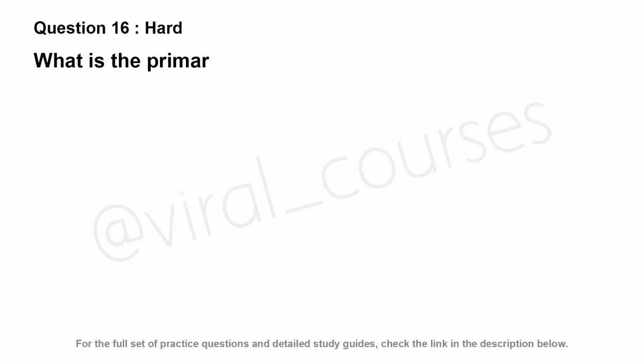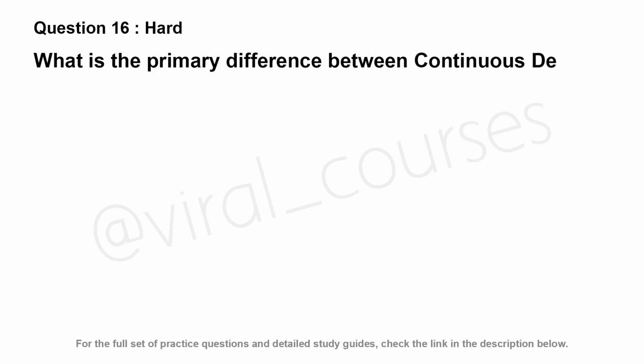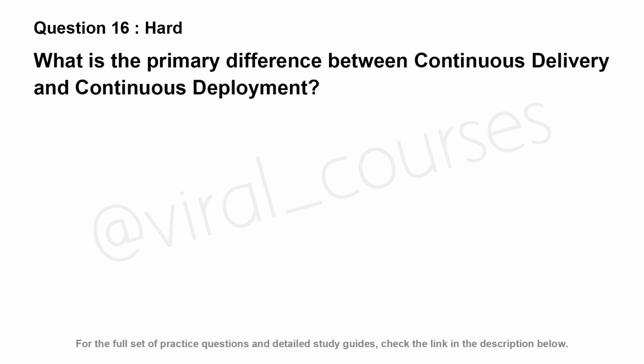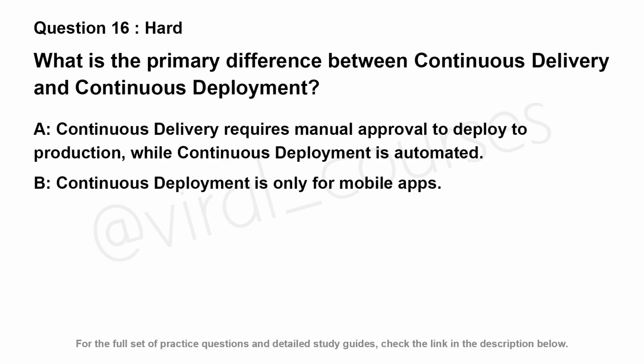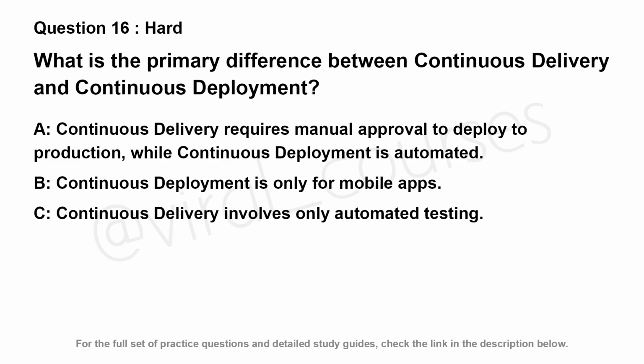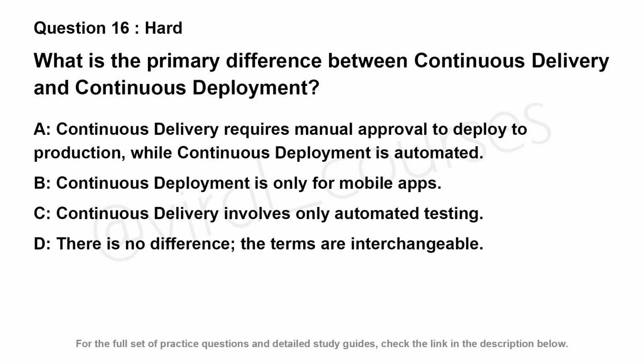What is the primary difference between continuous delivery and continuous deployment? Option A. Continuous delivery requires manual approval to deploy to production, while continuous deployment is automated. Option B. Continuous deployment is only for mobile apps. Option C. Continuous delivery involves only automated testing. Option D. There is no difference. The terms are interchangeable.